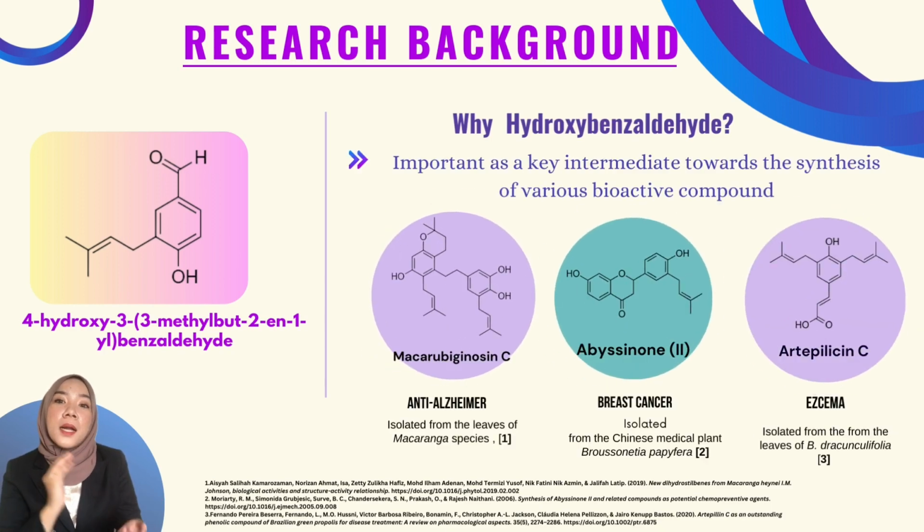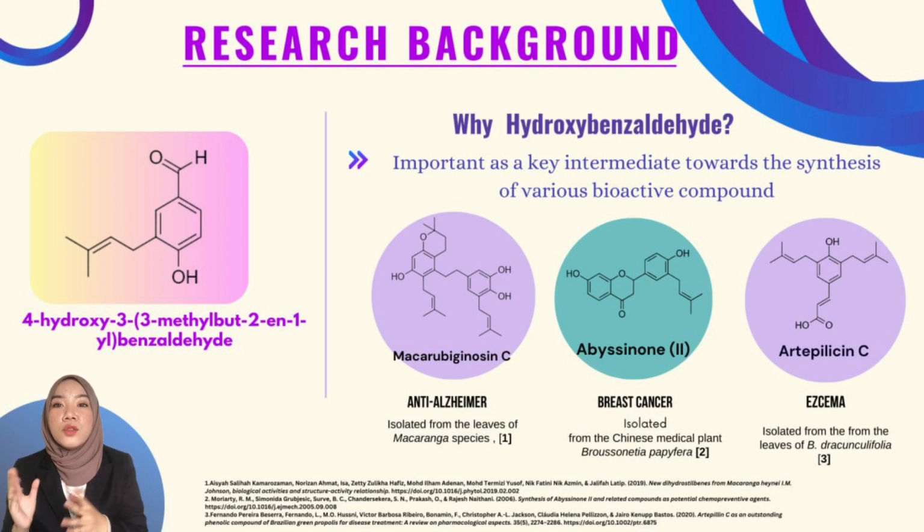For example, macarubicinosin C is one of the bioactive compounds for anti-eczema, and it is isolated from the leaf of Macaranga species. Next, abicillin 2, which is active in the medication for breast cancer, is isolated from the Chinese medicinal plant Prosonitria porfifera. And the last example is atopilicin C. It is an active compound for eczema, and it is isolated from the leaf of B. draculifolia.